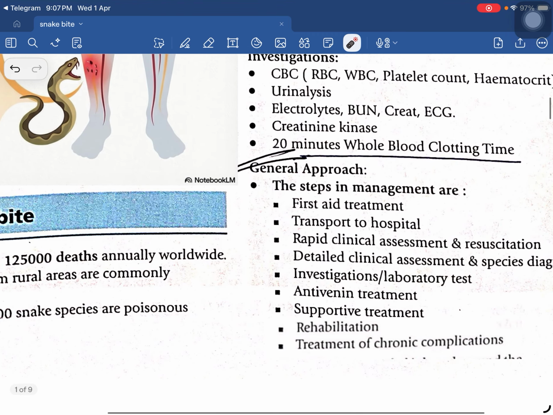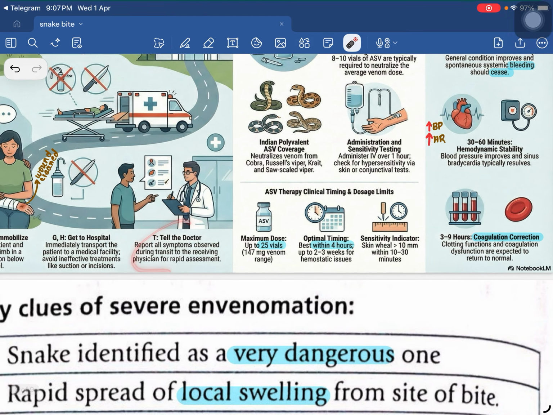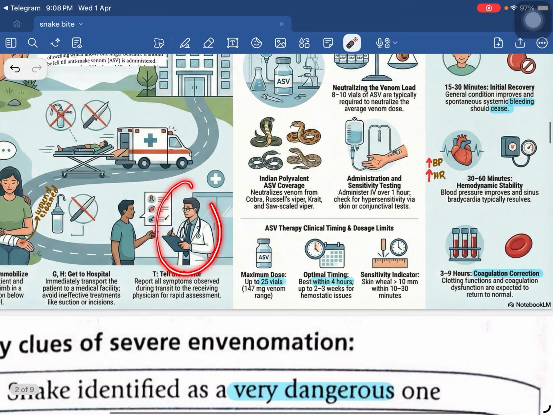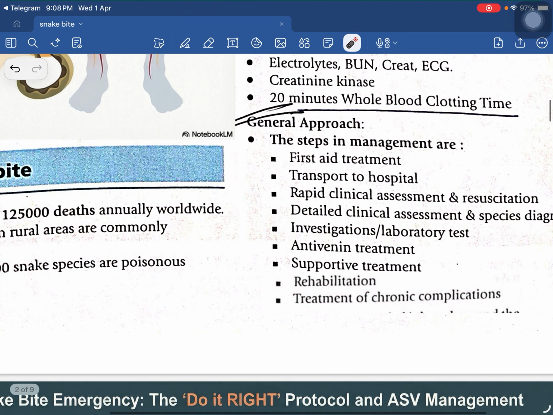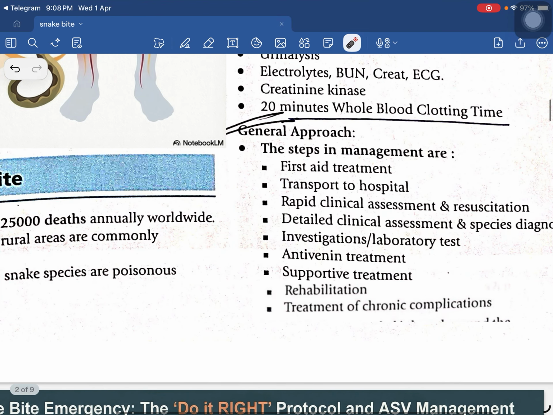Coming to transporting to the hospital, as we have discussed here, get to the hospital; in the right, only these two are done. Rapid clinical assessment and resuscitation: when the patient comes here, the doctor will do rapid clinical assessment and resuscitation, that is also done. Detailed clinical assessment, since he is taking the history.